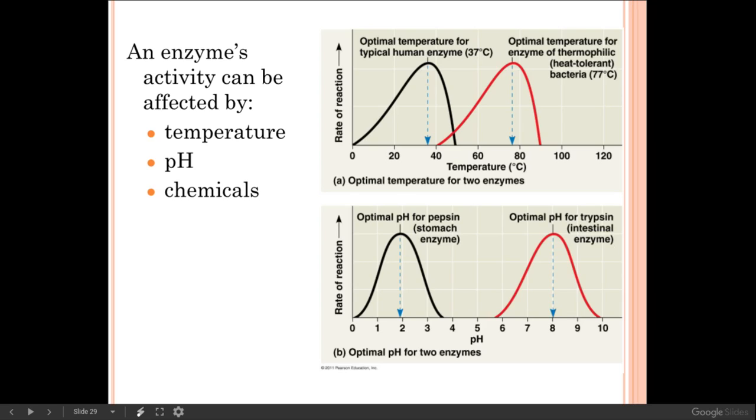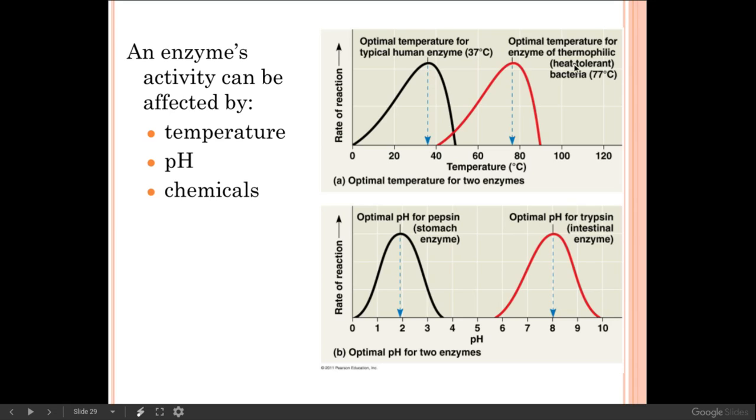Now, enzymes can be affected by a couple different things. We're going to focus on temperature and pH. If we look at this graph here, we can see that the optimal temperature for a typical human enzyme is 37 degrees Celsius. That is the normal body temperature. The normal body temperature is 98.6 Fahrenheit, but it's actually 37 degrees Celsius. So all of our enzymes work best at 37 degrees Celsius.